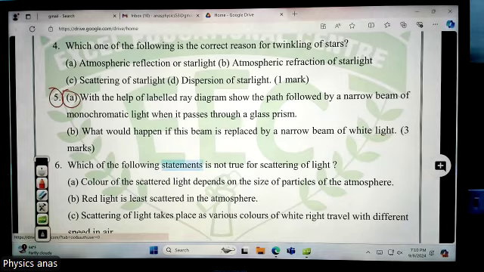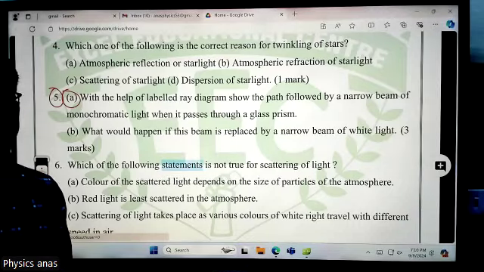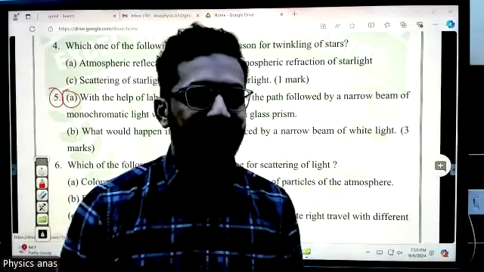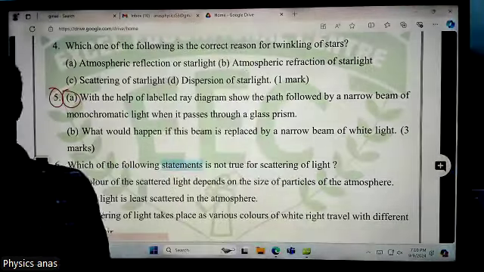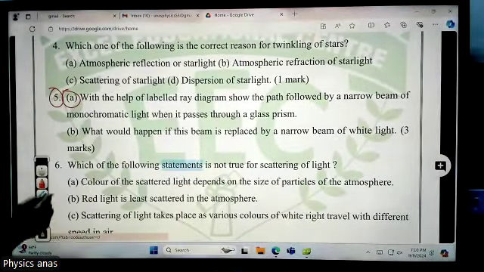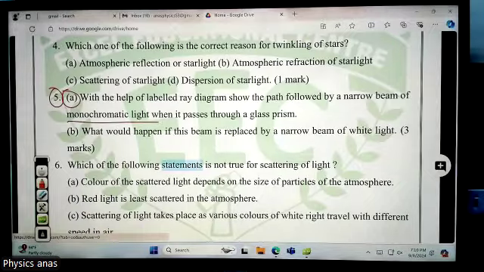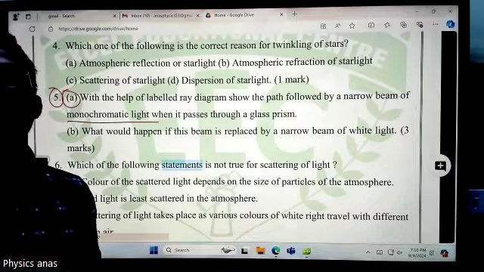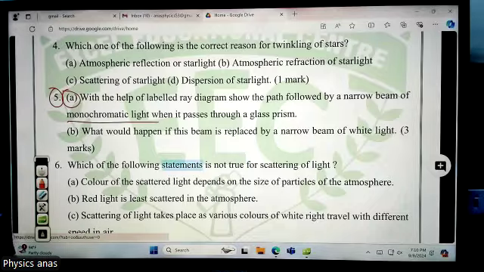No, both of them are prisms. For recombination, you have two prisms. No. What is the answer? This is the answer. We are using a monochromatic light.